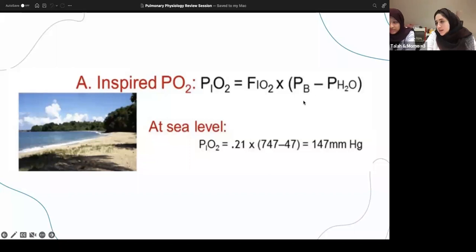They told us that the PB is equal to 247. So we're going to do 247 minus the PH2O, which is 47. Where did they get 47? This is fixed, it's the water vapor pressure. So 247 minus 47 is 200, times FiO2 equals 150. So we're going to do 150 divided by 200, which is 0.75, which is the right answer.